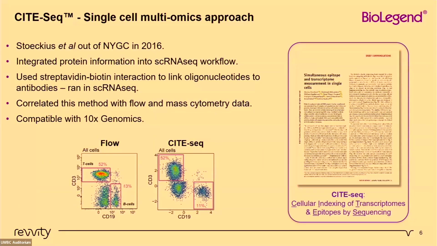And so the single-cell multi-omics approach of CITE-seq, okay, it was more than 6 years ago, sorry. So it was a little longer than that. Our products went online in 2018. So at the New York Genome Center in 2016, they integrated the protein information into that single-cell RNA-seq workflow, like I said, using the biotin-streptavidin interaction to link those oligos to antibodies and then ran them in single-cell RNA-seq. And they correlated this method with flow and mass cytometry data, and this approach is compatible with 10x Genomics.